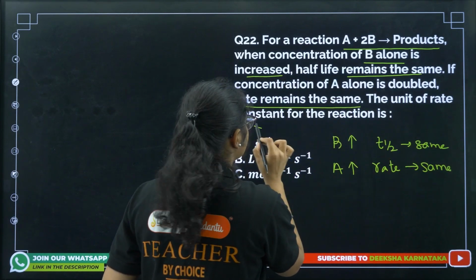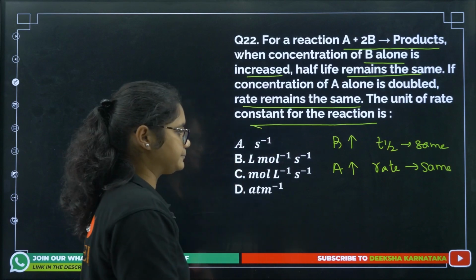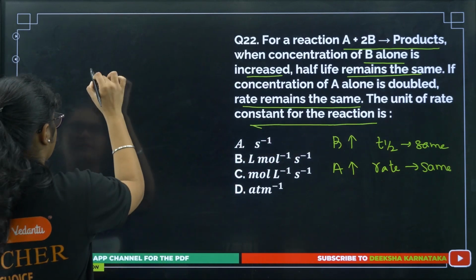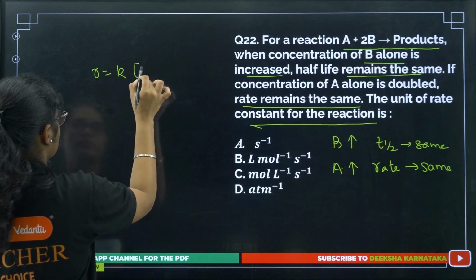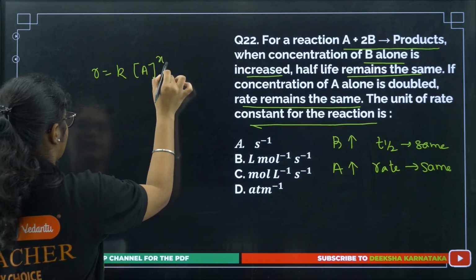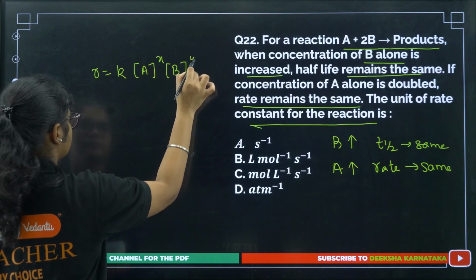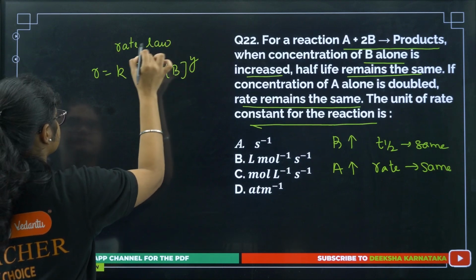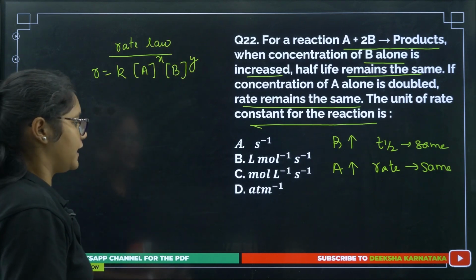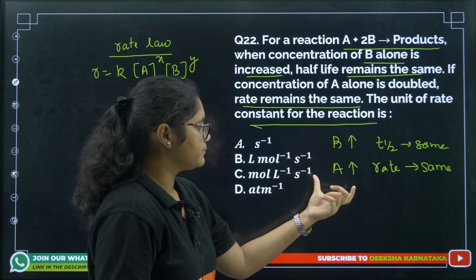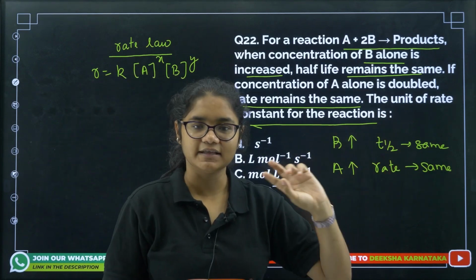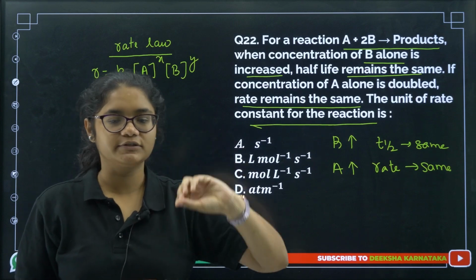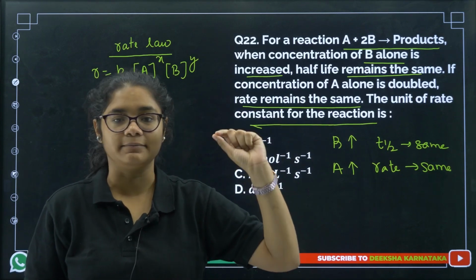The question asks for the unit of the rate constant of the reaction. First of all, for A plus 2B, I can write R = k[A]^x [B]^y. This is the general rate law for any reaction. Now what is said about A? If you increase A, the rate remains the same. That means there is no effect of concentration on the rate. Even if you change the concentration, the rate is still the same.